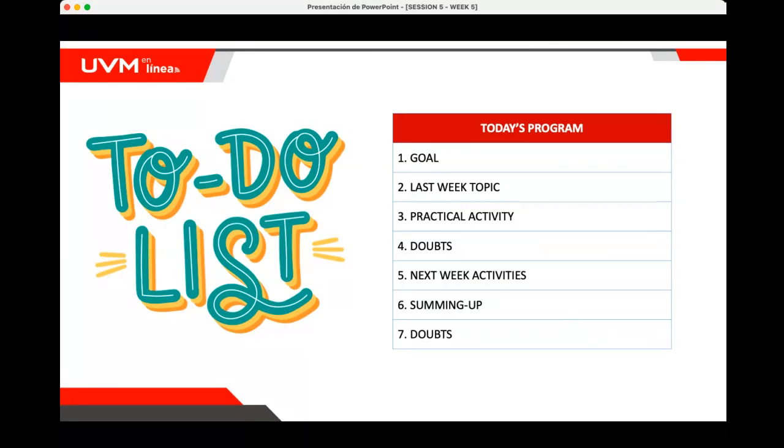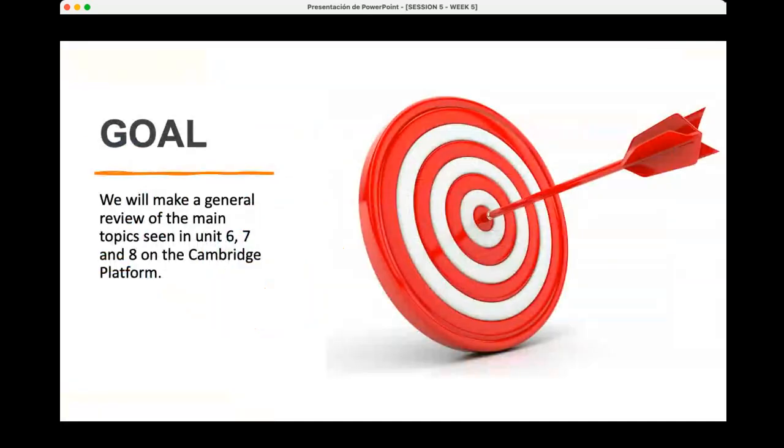We are going to have a summary of the things that we need to deliver for next week. And then again, at the end of the class, we're going to have another space for doubts. The goal of today's session is to make a general review of the main topics seen in Unit 6, Unit 7, and Unit 8 on the Cambridge platform, which were the units that you had to complete for yesterday, Monday. So let's start.